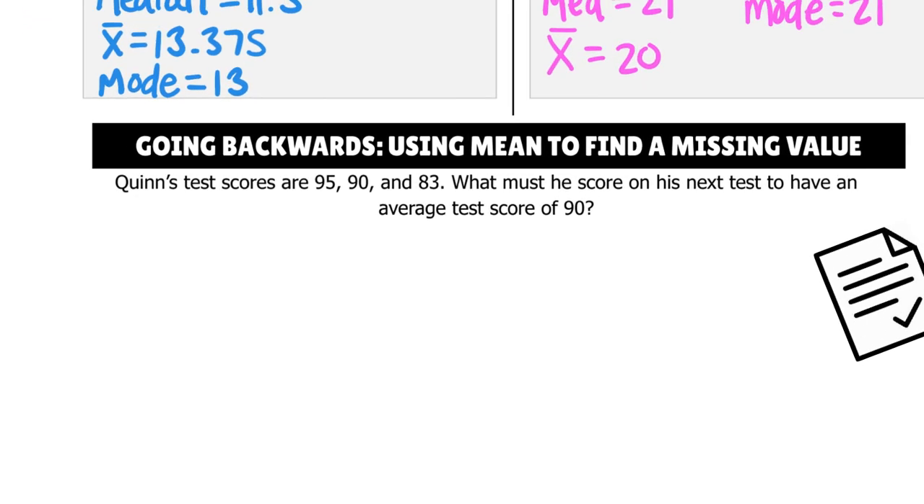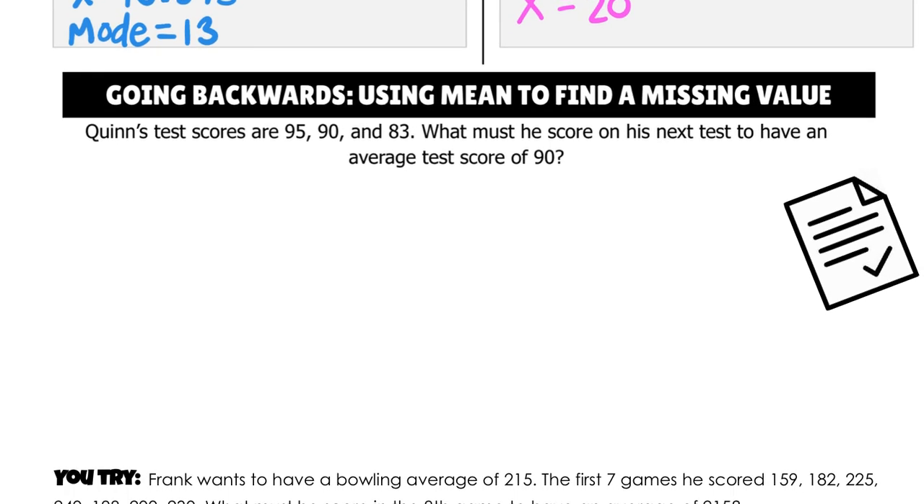Then we have a working backwards one. It says Quinn's test scores are 95, 90, and 83. What must he score on his next test to have an average test score of 90? So when they're talking about the average in this type of case and they don't specify which measure of average they want you to use, you want to use the mean. So we want the mean to be 90.